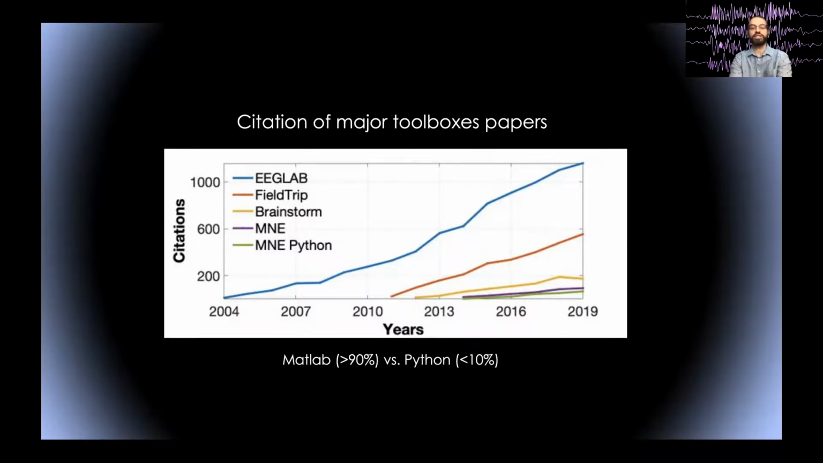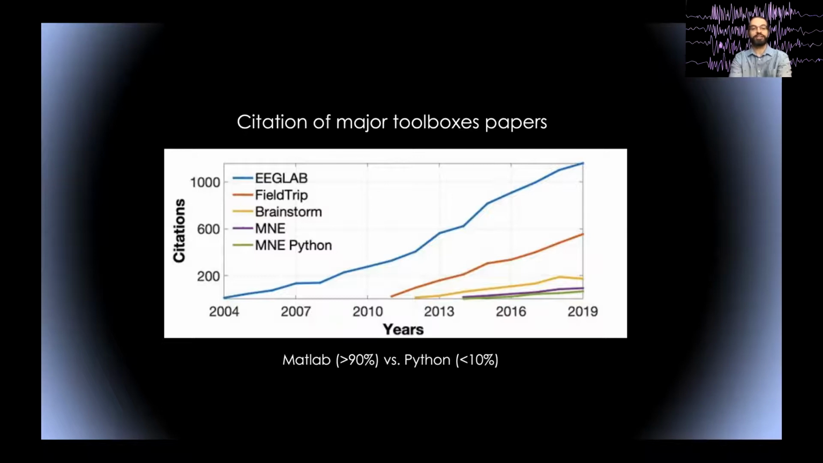Here, these are the statistics of citations as of the end of 2019. And you can see MNE, which is Python. All the other ones, Brainstorm, FieldTrip, EEGLAB, are all Matlab. MNE is less than 10% of the citations. So people still mostly use Matlab. And that's actually a stronghold of the company that makes Matlab, the MathWorks.